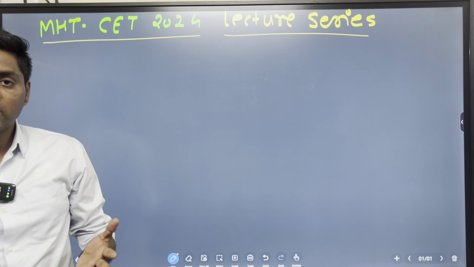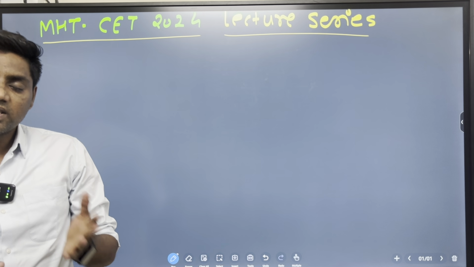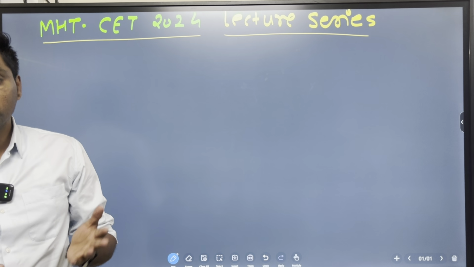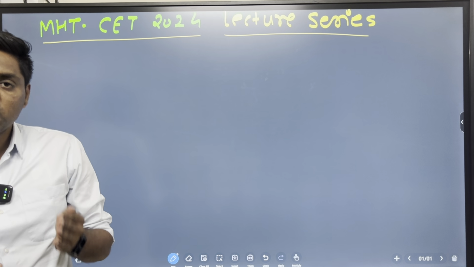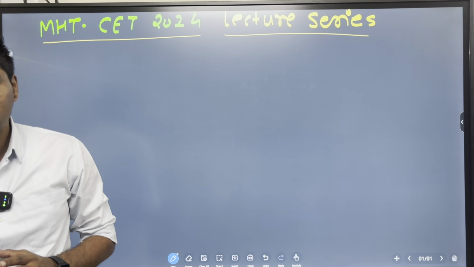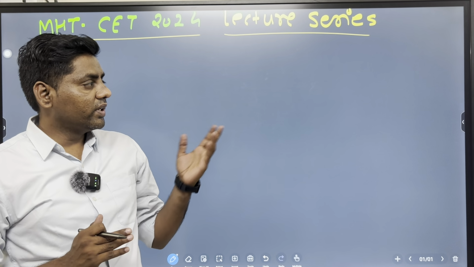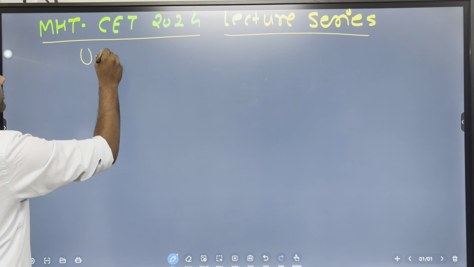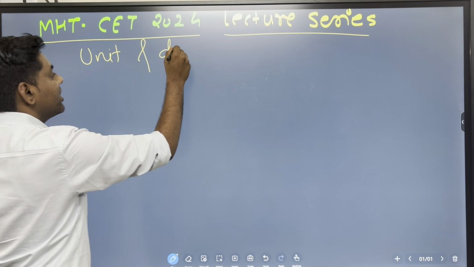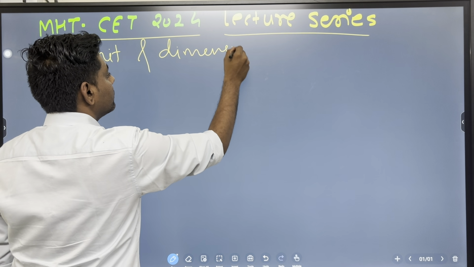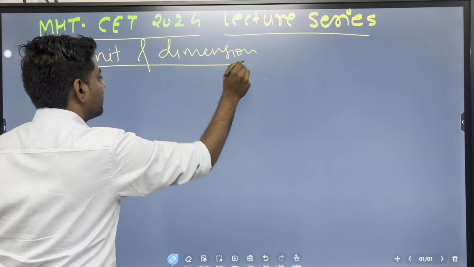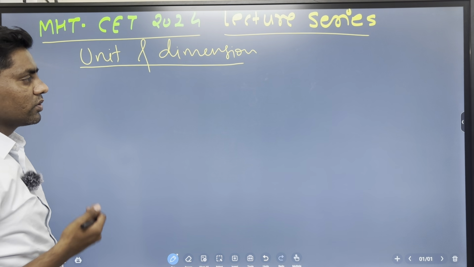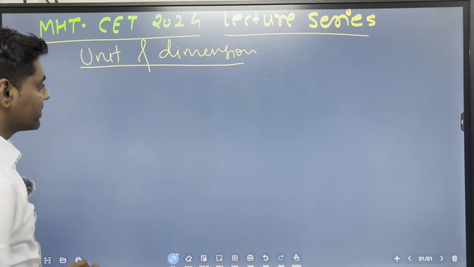And from today I know that your state board examinations are finished, so this time is very precious for the study of the CET examination. So for that we have started the first chapter, that is units and dimensions. So let's start. We have to find the dimensional formula for physical quantities.